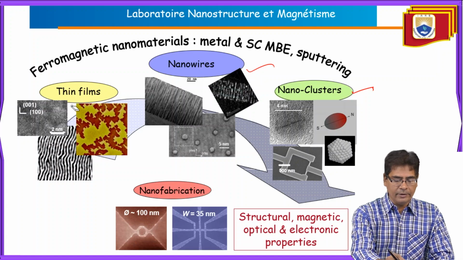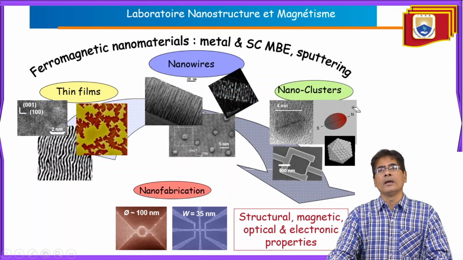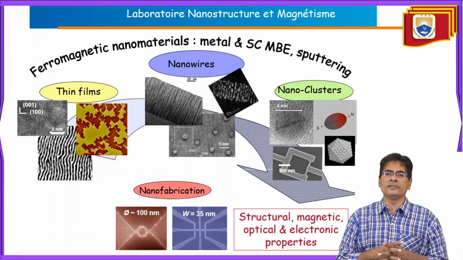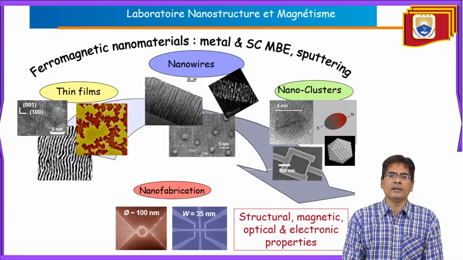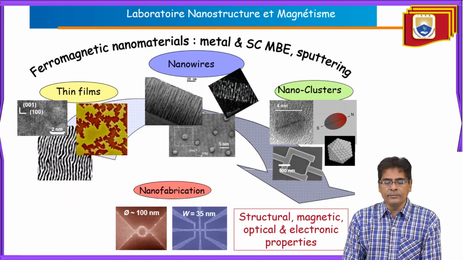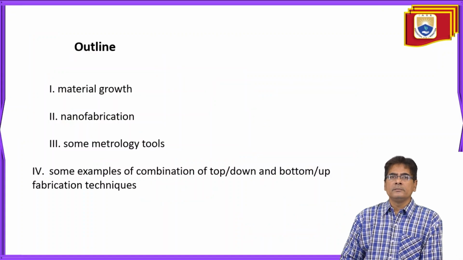So we need to go for different ferromagnetic materials like metals, semiconductors, and molecular beam epitaxy, and see the different techniques where we can fabricate the materials, right? And we need to study the structural, magnetic, optical, and electronic properties, right? These are nothing but thin films, nanowires, nanoclusters, and nanofabrications, right?